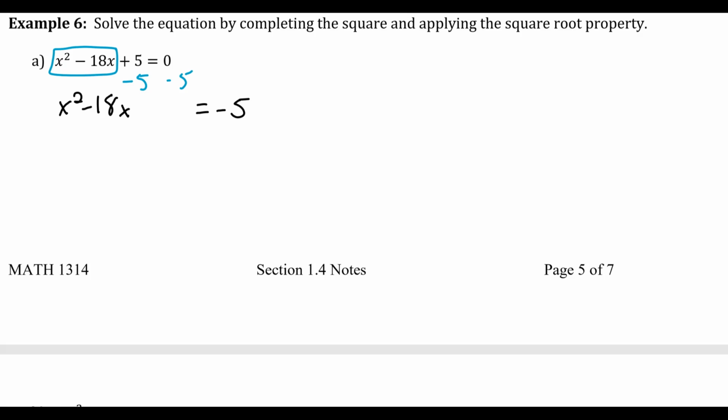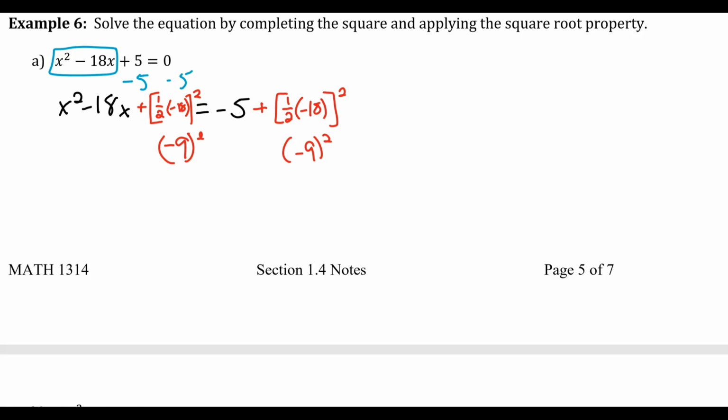Because step 3 in our steps for completing the square states that we're going to add 1/2 of my b, negative 18, and I'm going to square it. So I'm going to add 1/2 of my b, which is negative 18, and I'm going to square it. So if you think about this, half of a negative 18 is a negative 9 squared. So I've got a negative 9 squared.